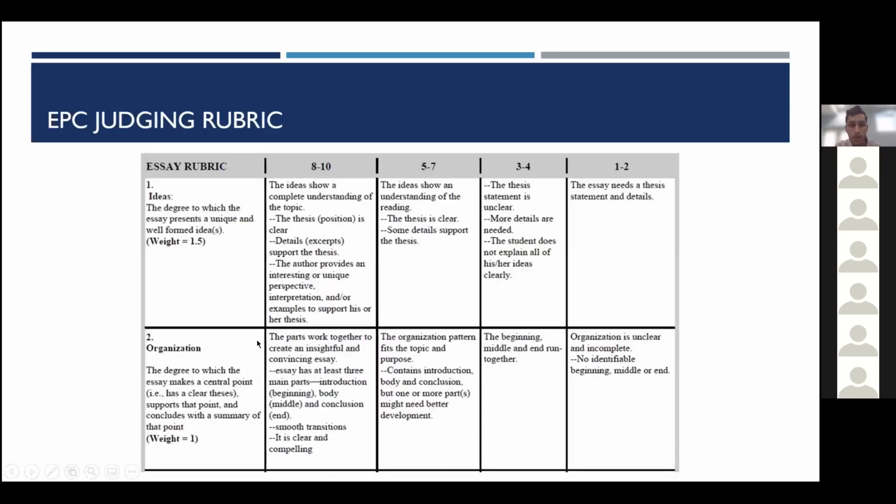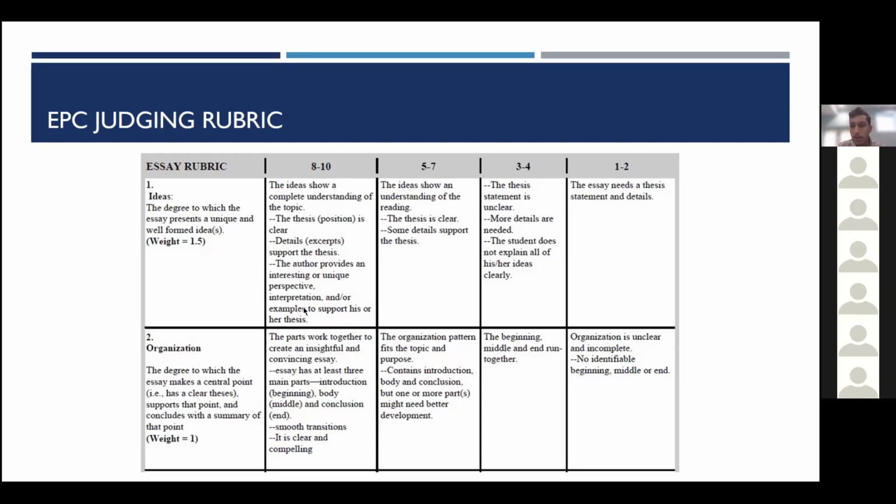Okay, before we move on, I want to show you this is a part of the judging rubric, like Brother Mustafi mentioned. As you can see, this number 1 here is about your ideas, right? That's what you're coming up with in your brainstorming. The ideas show a complete understanding of the topic, the thesis position is clear, details support the thesis. I want to talk a little bit about what this thesis is. But this is the first part, right? Coming up with good ideas that are related to the topic.